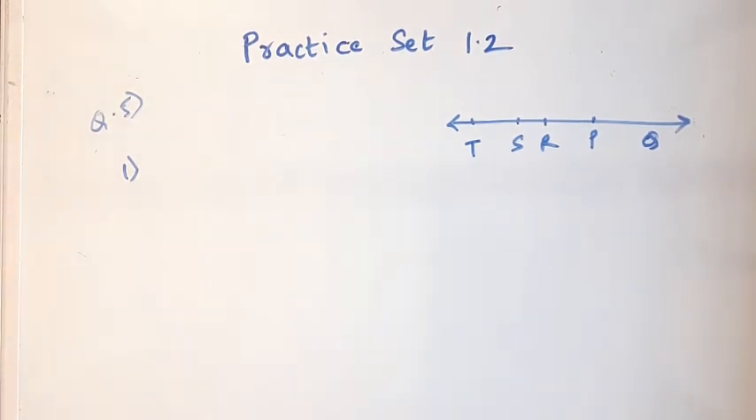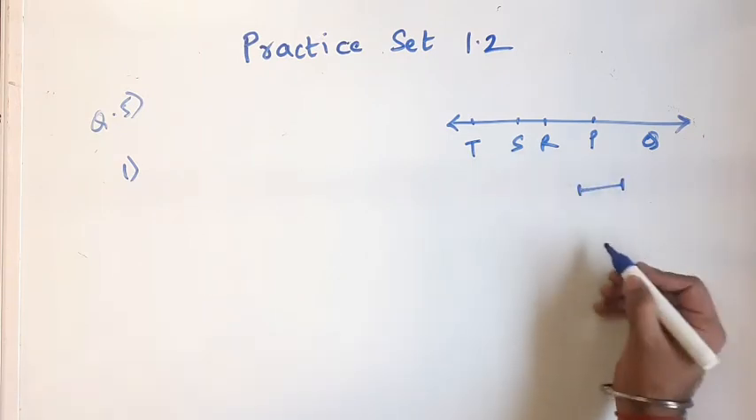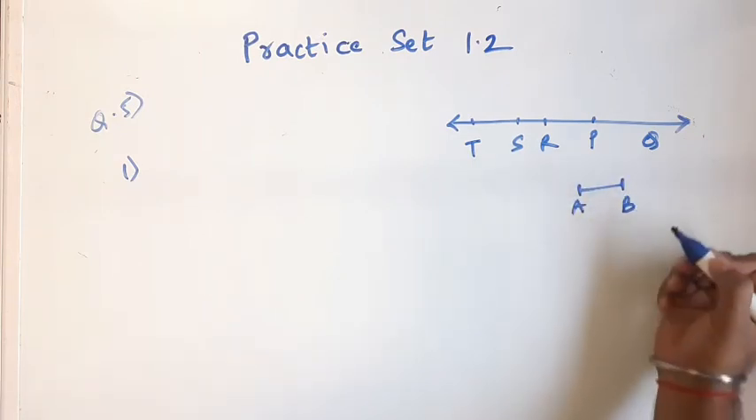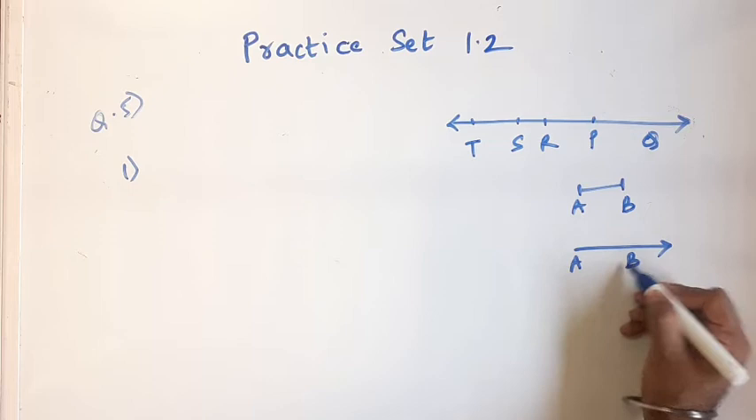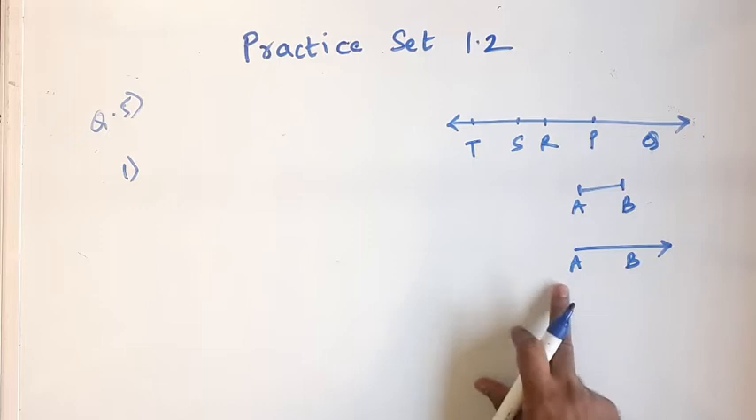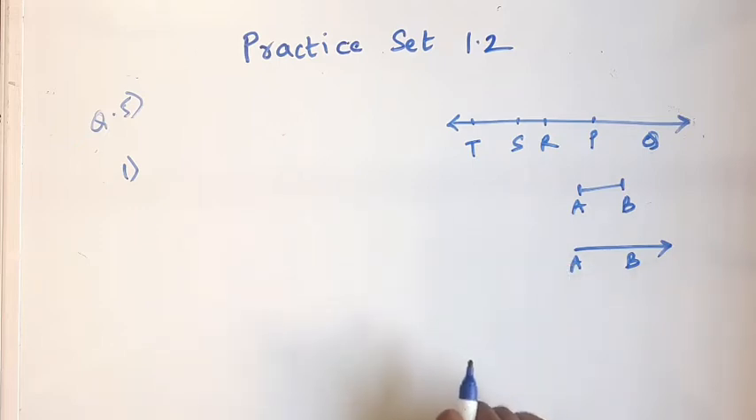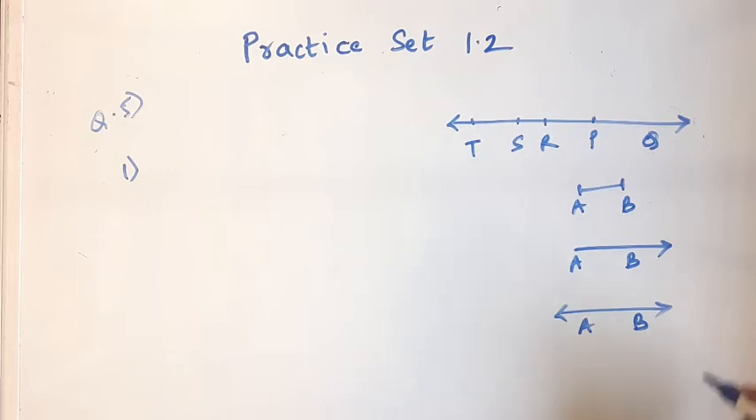Now see, children, question number 5. What are opposite rays? You try to understand the difference between a segment, a ray and a line. This is a segment AB. This is ray AB. I cannot call this ray BA. I have to call it ray AB because it starts from point A. And this is line AB. So understand the difference between a segment, a ray and a line.